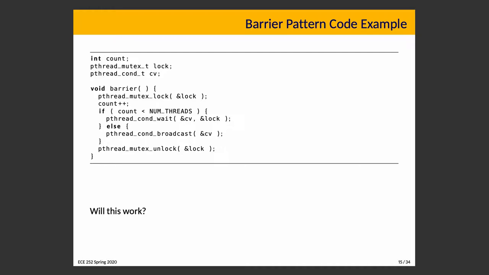If you wished, you could, in theory, put a for loop in there instead of pthread condition broadcast. You could say for int i equals 0, i less than num threads, i plus plus, pthread condition signal on the condition variable. But why? That kind of defeats the purpose of using the condition variable as opposed to the regular semaphore, doesn't it? But the condition variable is good for this.